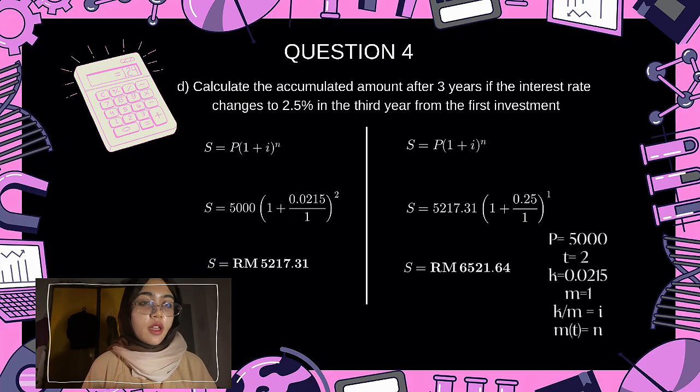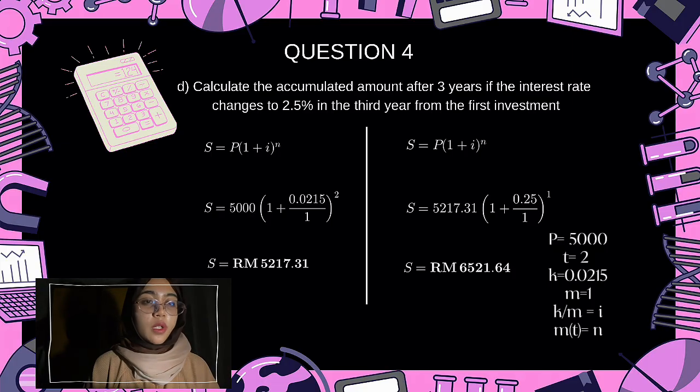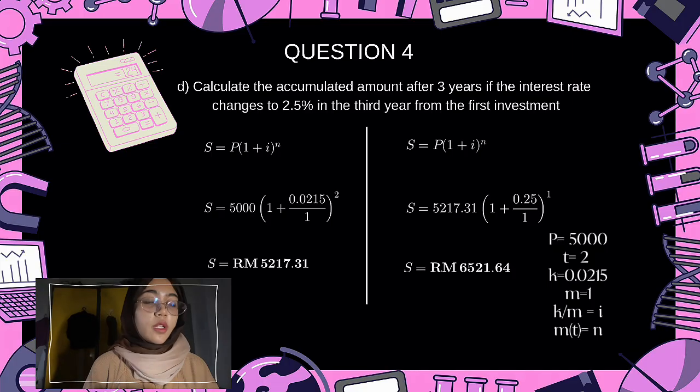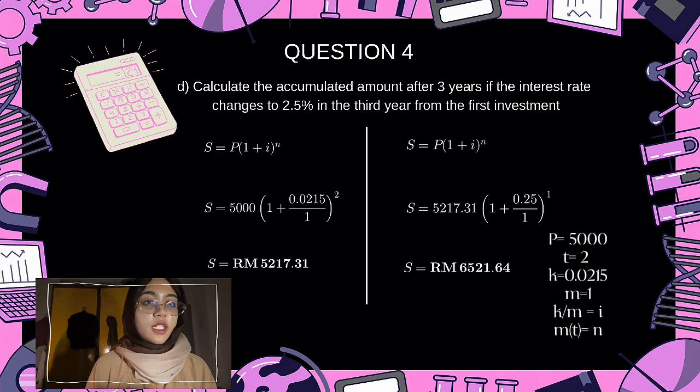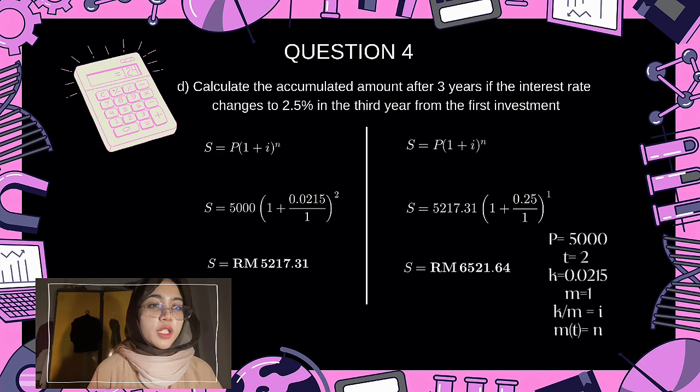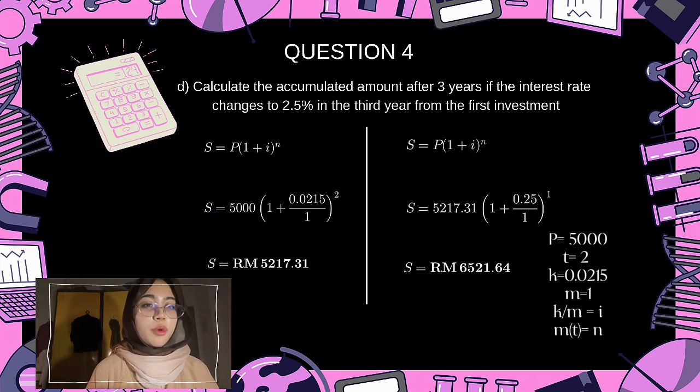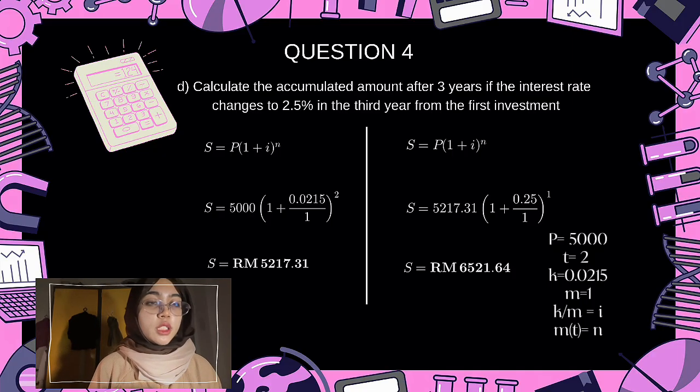In the beginning, we have P equal to 5,000, K equal to 0.0215, M equal to 1 and T equal to 2. P is the principal, K is the rate, M is the frequency and T is the year. To get the I, we must use the formula K divided by M, which is 0.0215 divided by 1, and the answer will be 0.0215. To get the N, we must use the formula M times T, which is 1 times 2 equal to 2.